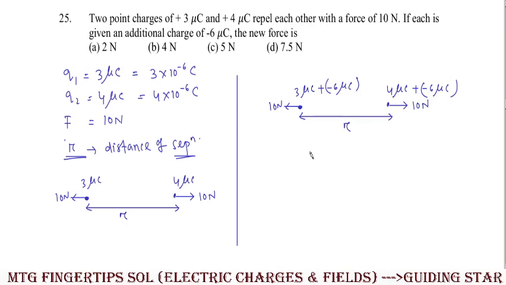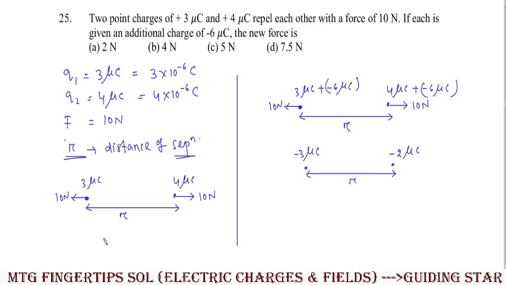So the new system will be 3 minus 6, that means minus 3 microcoulomb. So the new system becomes minus 3 microcoulomb, and the 4 microcoulomb will become 4 minus 6, that is minus 2 microcoulomb, and there is no change in the distance of separation between the given system. Clear? Then what will be the new force between them?